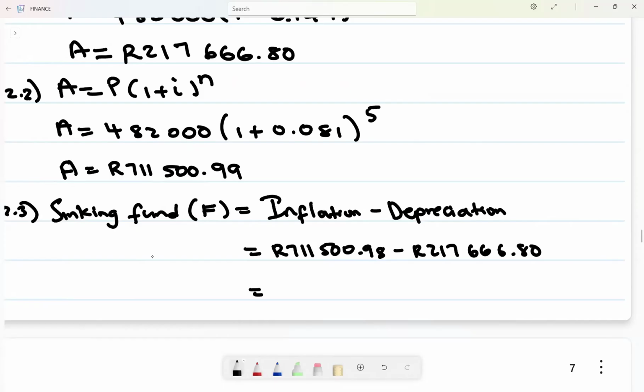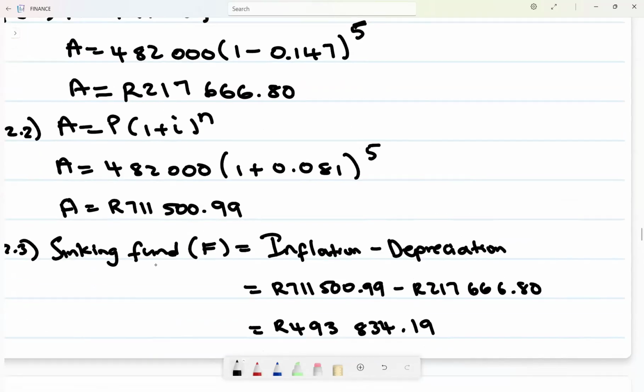Minus, is it 98, guys, or 99? I think it's 99 here. Minus 217,666.8. I get something like 493 834.19. I'm not sure, but that's what I get, guys. Hopefully it's correct. Please confirm with me on your calculations. If there's a mistake in your calculation, please continue with what your calculator gives you correctly, but using the very same steps.